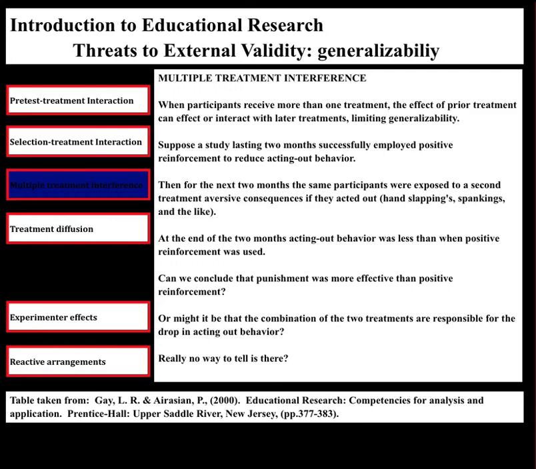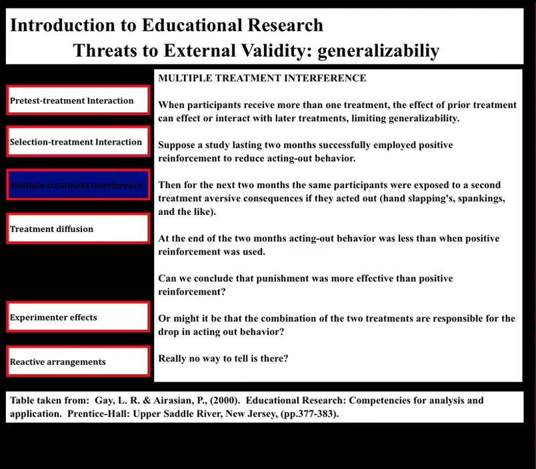So suppose we had a study, lasts 2 months, and it successfully employed positive reinforcement to reduce acting out behaviors in a classroom, let's say. Then in the next 2 months, the same participants were exposed to a second treatment, which was aversive consequences. So if they acted out, they got hand slapped, spankings, or whatever. At the end of the second 2 months, acting out behaviors was less than when positive reinforcement was used.